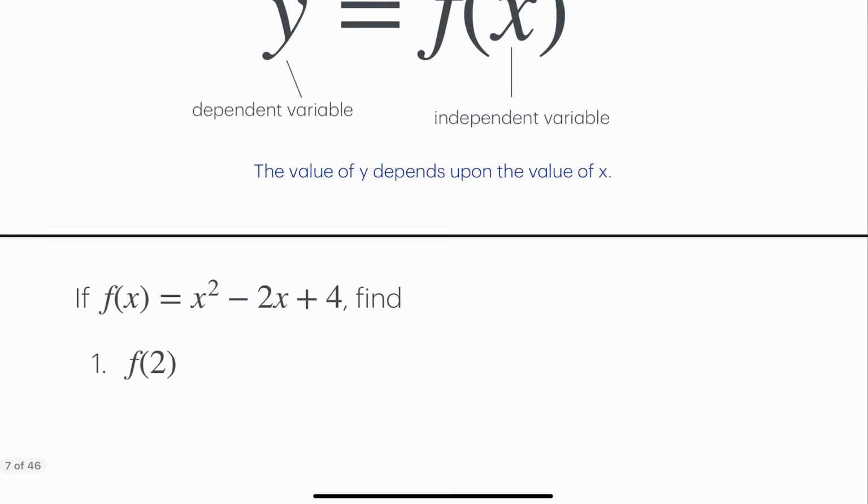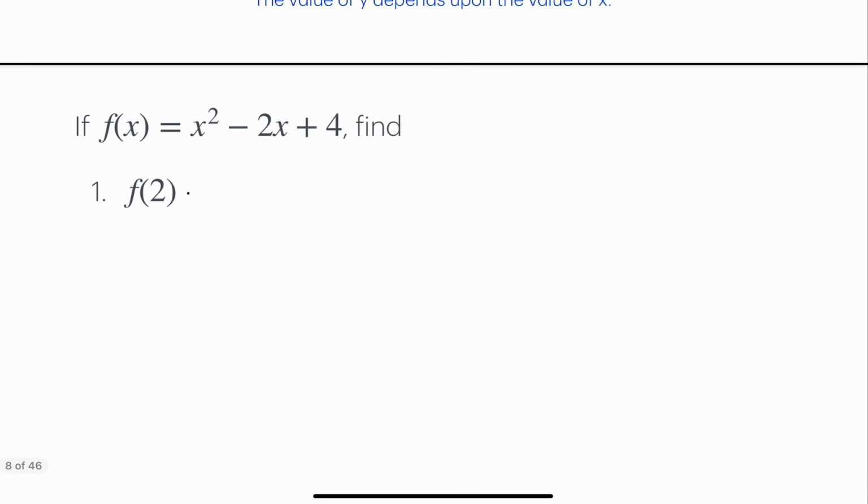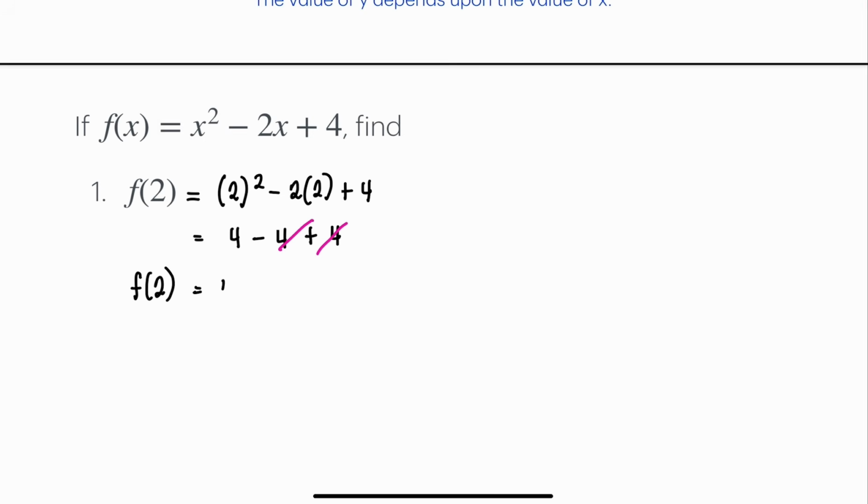So for example, if we are given the function f of x equals x squared minus 2x plus 4, and if we are to find f of 2, we are simply going to substitute this, because this value here enclosed in the parenthesis is x, then we are going to substitute that to the x's in the given function. So this is equal to 2 squared minus 2 times 2 plus 4. This is 4 minus 4 plus 4. That's cancelled. So therefore, f of 2 is equal to 4.